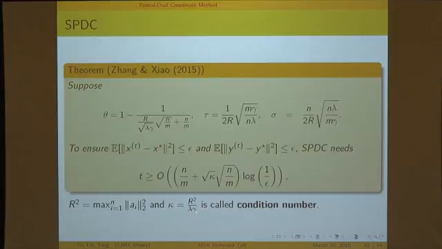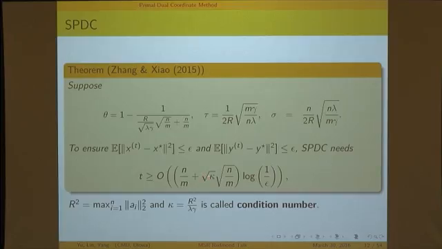Normally, lambda and gamma would be small, then kappa would be very huge. So they have a square root of this kappa, which means that the complexity is relatively low. Okay, so this is basically the theoretical result of SPDC.